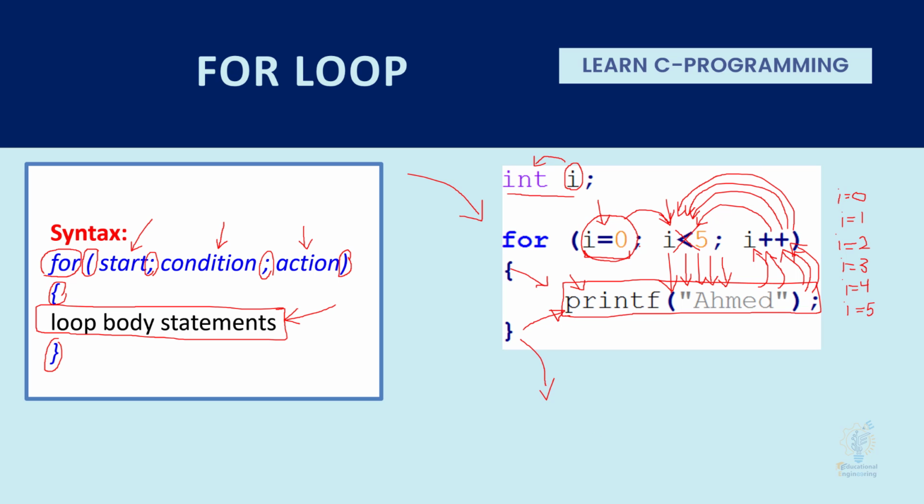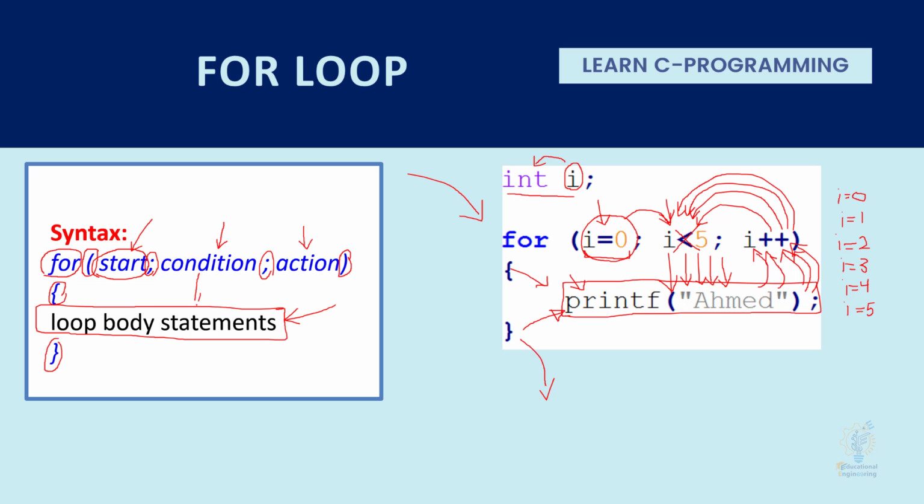That's it. This is how easy it is to understand the for loop syntax. The start condition is only executed once when we first start playing the loop. Then it will check the condition.